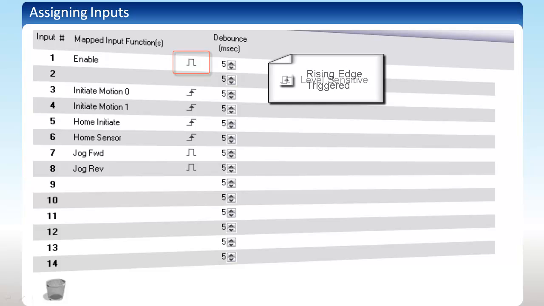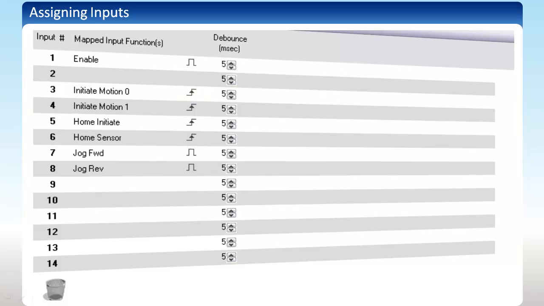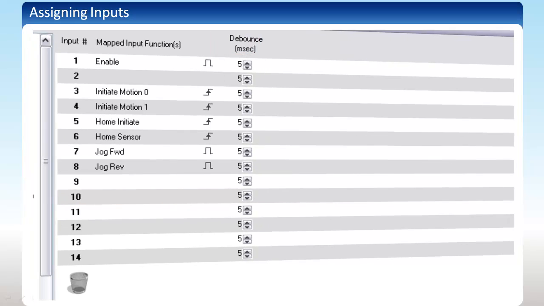Initiate motion 0 is rising edge triggered, denoted by this symbol. That means to initiate motion 0, input 2 must go from low to high. This also means that if input 2 goes low after motion is triggered, motion will continue until it is complete. For each input, there's a debounce setting in milliseconds. If you know that there may be chatter in the electrical connection on a particular input, increasing the debounce time will eliminate the possibility of accidentally triggering an input multiple times.